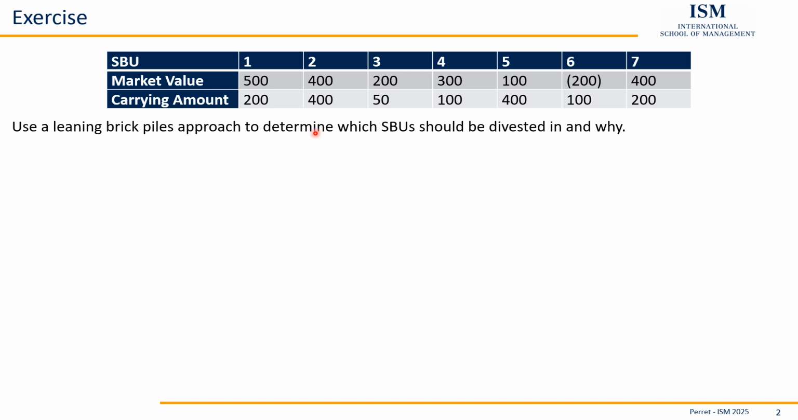Based on this information, I should use a leaning brick piles approach to determine which of the business units should be divested in and why. I still added the information here. Carrying amount means the same as book value. So that's what they're worth, or what I have originally invested in them.